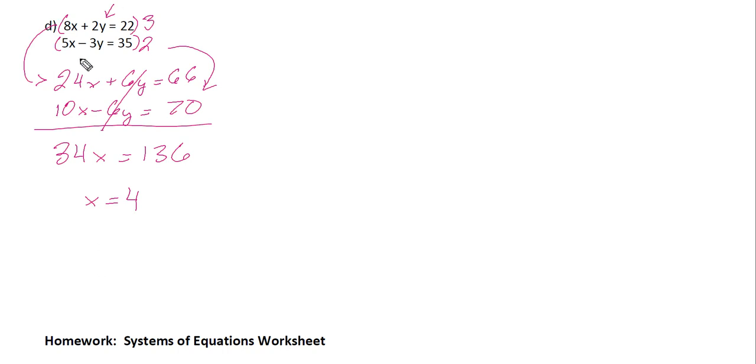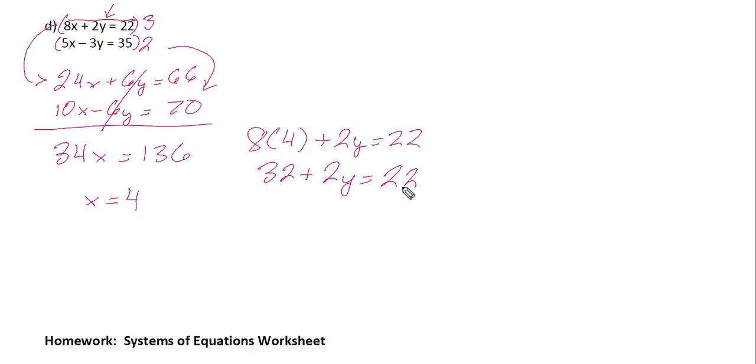Now from there, you can plug it into either one of these equations. It doesn't matter. So what I'm going to do is plug it into this top equation this time. Change it up here. So instead of x, we're putting 4, and then we're just copying the original equation as is. Now 8 times 4 is 32. Subtract 32, we get negative 10. Divide by 2, we get negative 5. So the solution here is 4, negative 5.